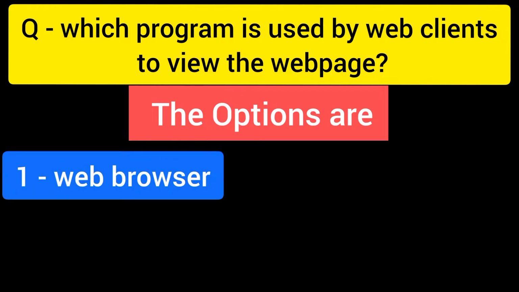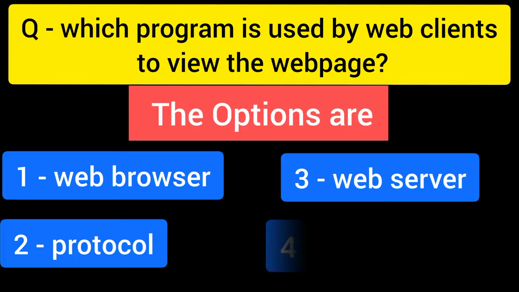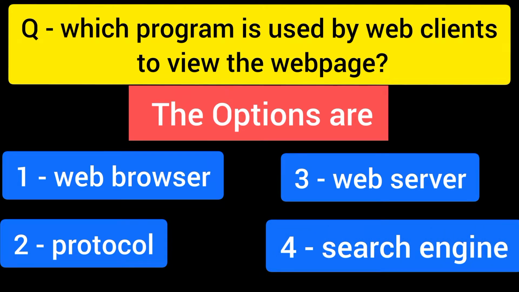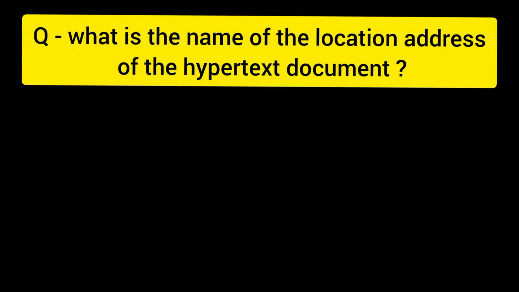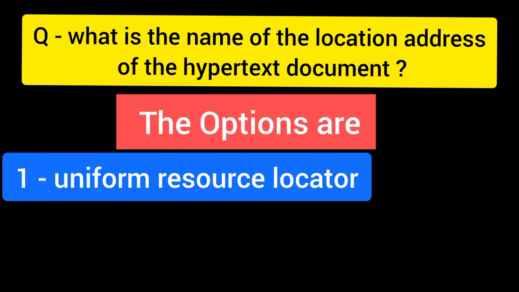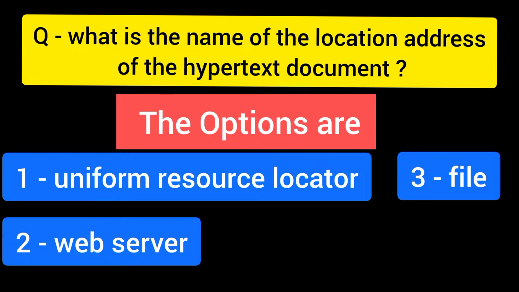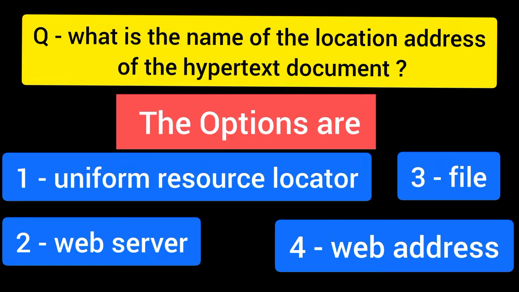option number 1 web browser, option number 2 protocol, option number 3 web server, option number 4 search engine, and the right answer is option number 1 web browser. Question number 7, what is the name of the location address of the hypertext document, and the options are option number 1 uniform resource locator, option number 2 web server, option number 3 file, option number 4 web address, and the right answer is option number 1 uniform resource locator.